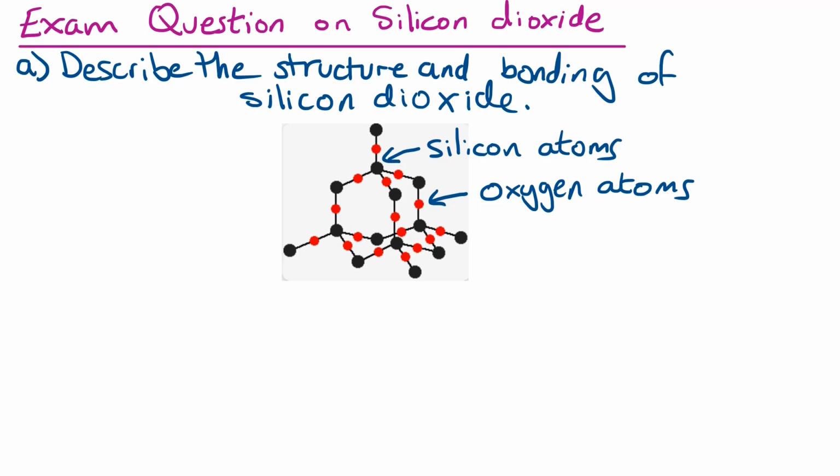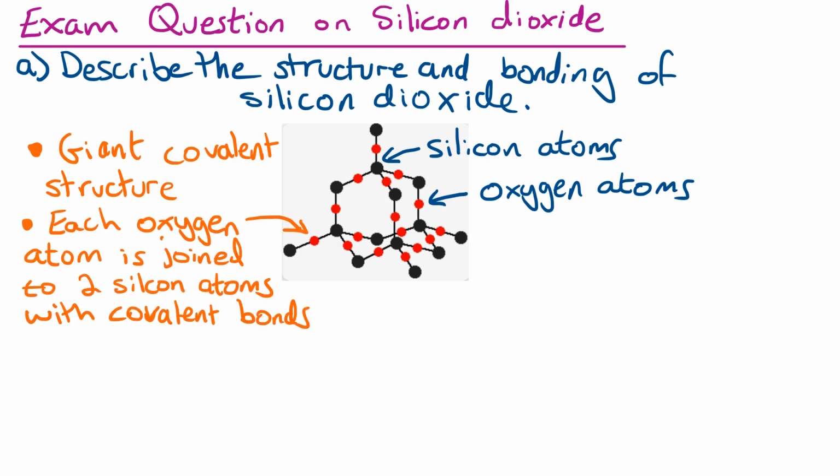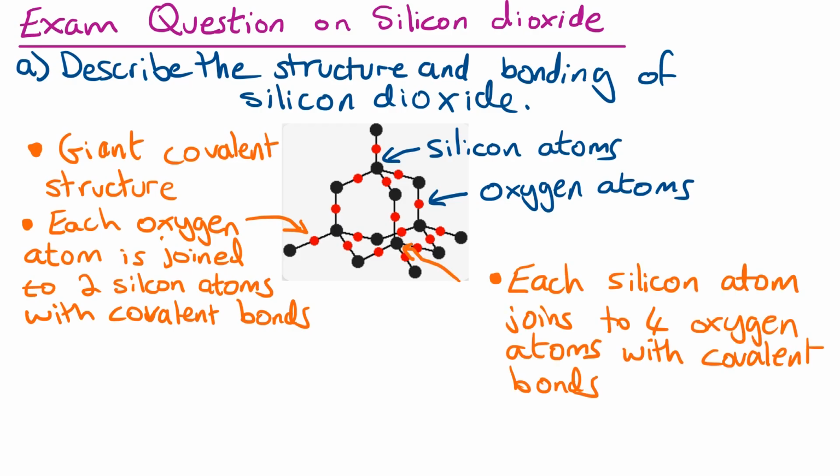So first of all, it's a giant covalent structure. That would get you 2 marks, one for saying giant, one for saying covalent. Each oxygen atom, if we look at the red atoms, is joined to 2 silicon atoms with covalent bonds. And each silicon atom joins to 4 oxygen atoms with covalent bonds, with 4 covalent bonds.